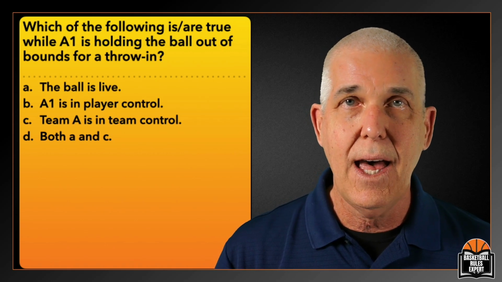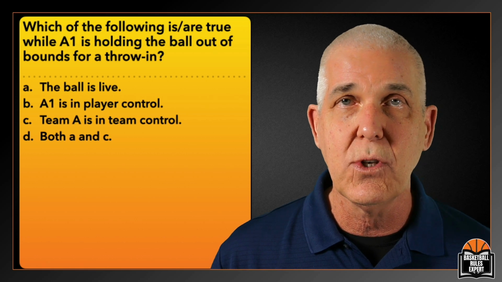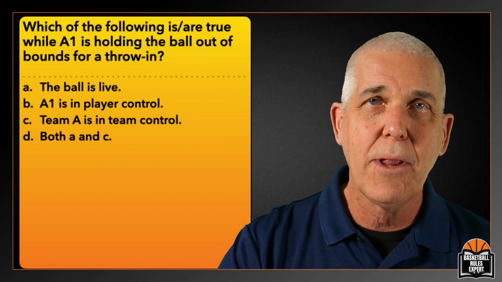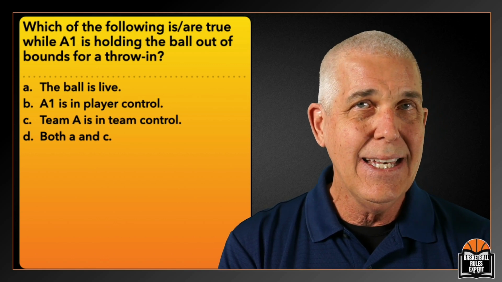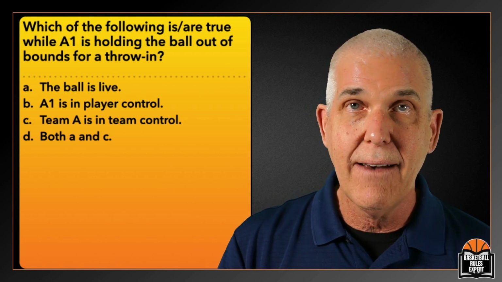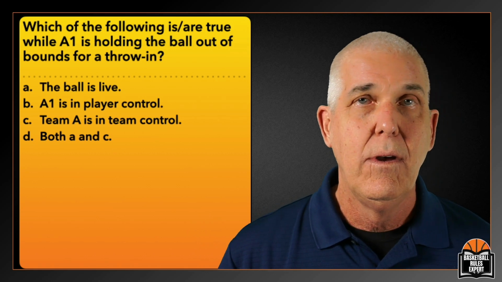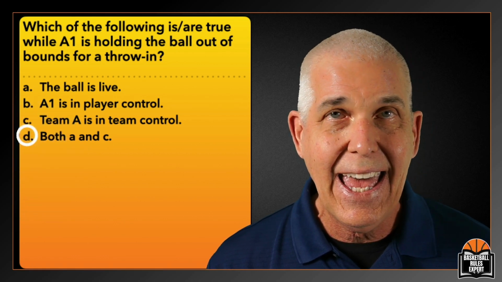Is the ball live? Well, we know the ball is live when it is at the disposal of the thrower. If a player is holding the basketball, the ball is definitely at their disposal. So A is the correct answer. Does A1 have player control? No, not by rule. No player control in that situation. C, Team A is in team control. That is a true statement. The rules book says Team A is in team control when they have the ball for a throw-in. Of course, that team control is only for the administration of fouls. Should a foul occur while they are in team control, we would have a team control foul. So in this one, I'd say our correct answer is D. Both A and C are true statements. We're going to move along to our very next rules question.